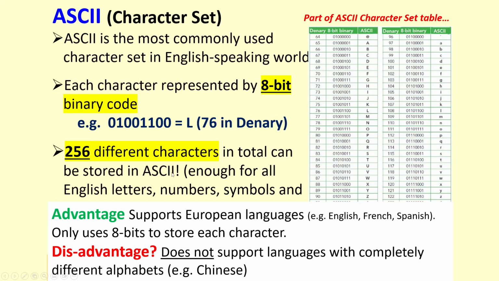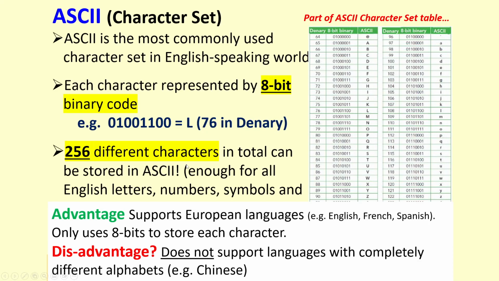In ASCII, you can store a maximum of 256 different characters in total, which is enough for all the English letters, numbers, and basic symbols. So, an advantage, it supports English and also some European languages, like the characters used in Spanish and French. And it only uses 8 bits to store each character. However, a disadvantage, it does not support languages with completely different alphabets, like Chinese. Only basic European languages.